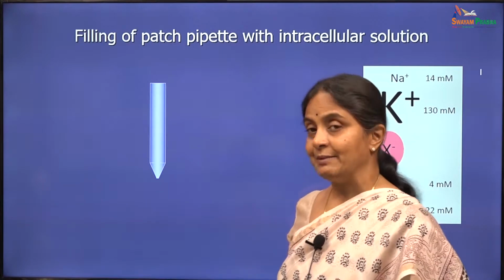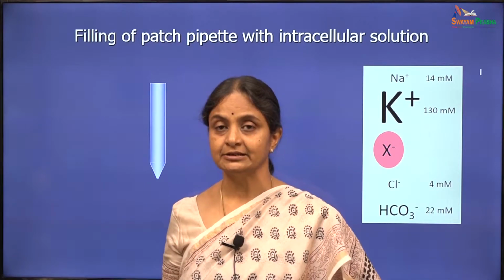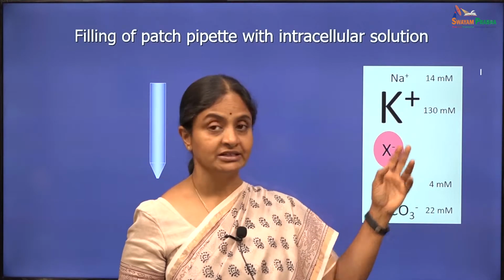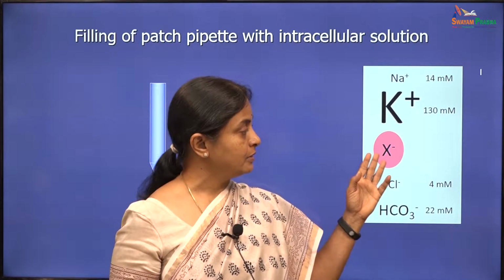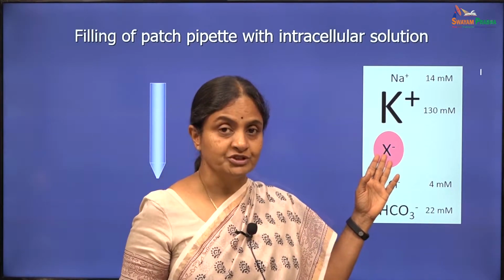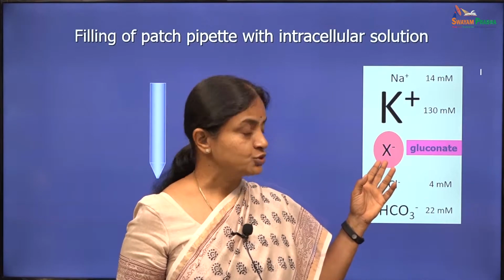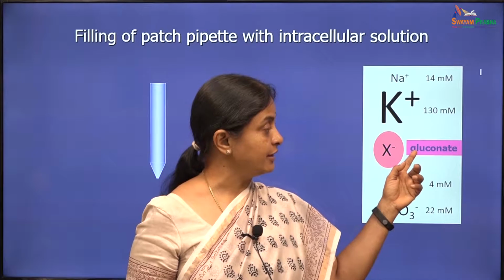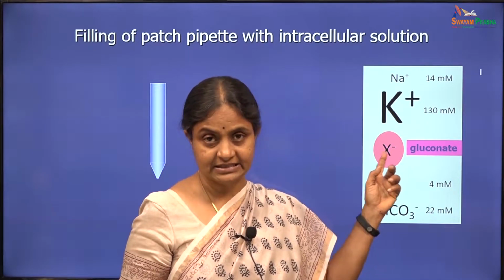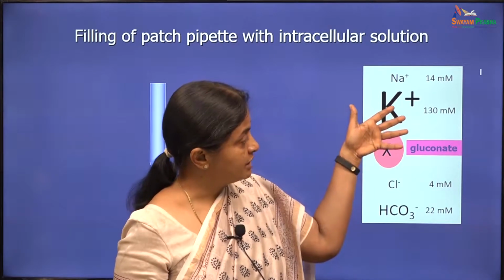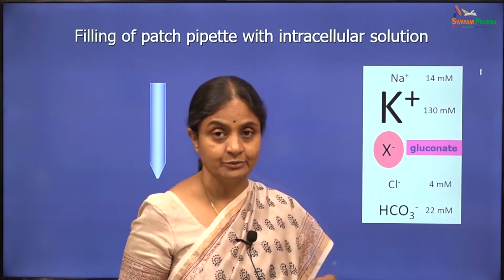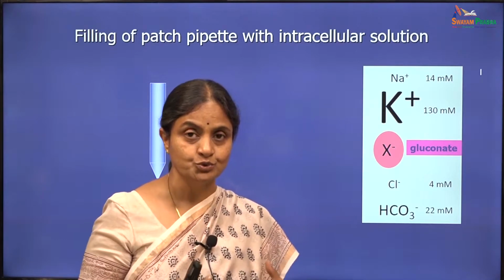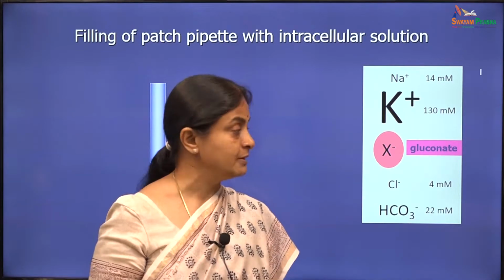This patch pipette will now have to be filled with an intracellular solution. This is the composition of the intracellular solution: potassium at 130 millimolar. Now, rather than use proteins or phosphates, we use other impermeant anions. The intracellular anion can be gluconate. This is an impermeant anion. So, your intracellular solution is made with potassium gluconate, or sometimes potassium methane sulfonate. You could choose the impermeant anion you want to use.